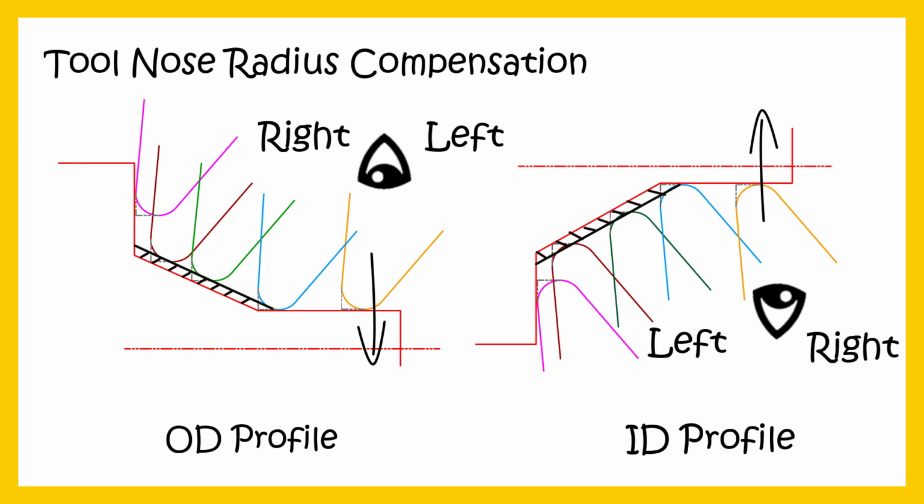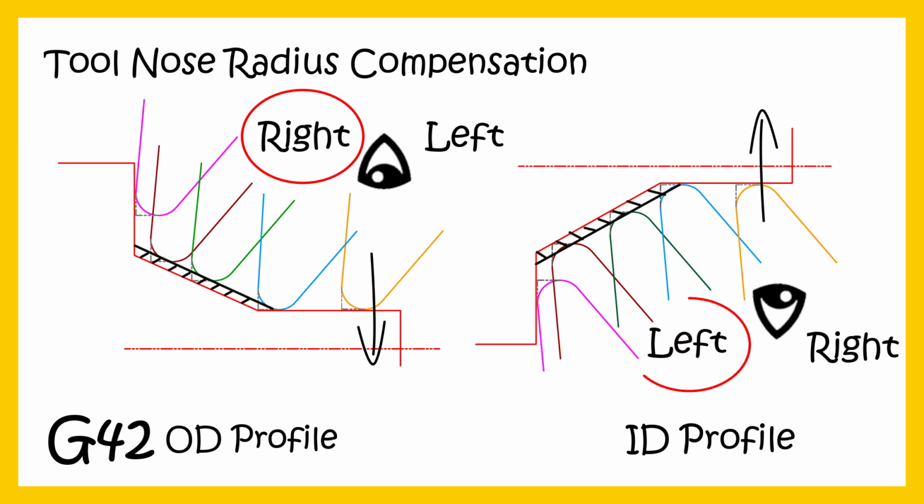From this illustration, we can easily understand that in the case of OD profiles, we need to compensate for the tool position towards the right, or in a simple way, we can say that we need to move the tool towards the right for proper cutting, which means we need to use G42 for outer diameter profiles. In the case of an ID profile, we need to compensate for the tool position towards the left for proper cutting, which means we need to use G41 for internal diameter profiles.